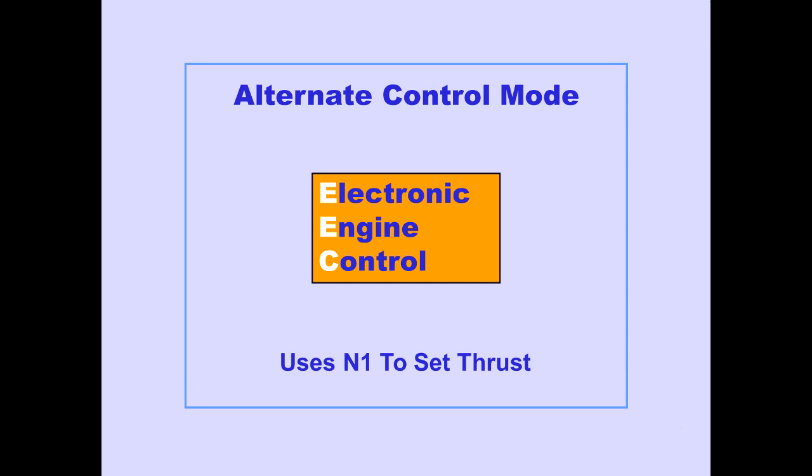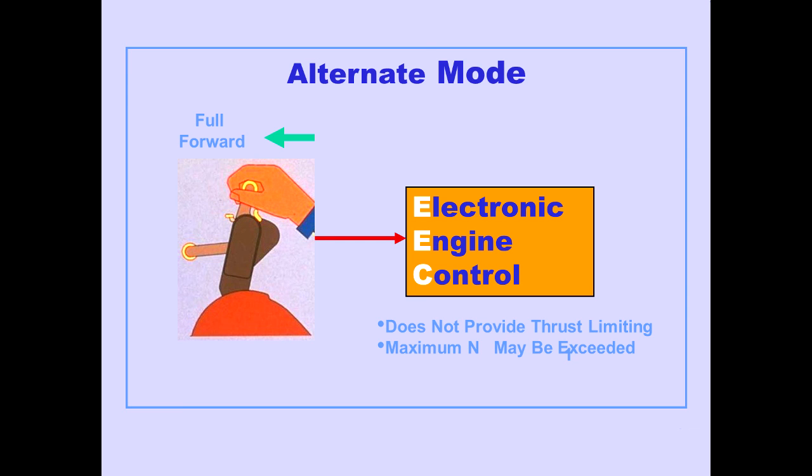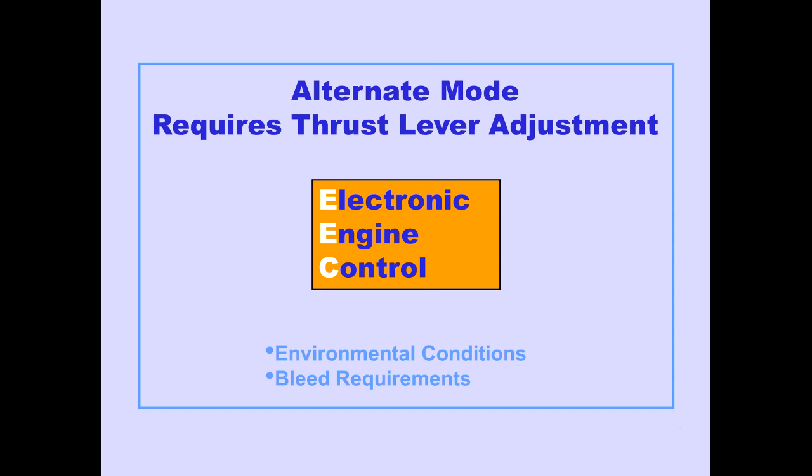In the alternate control mode, the EEC uses N1 RPM to set thrust. In the alternate mode, the EEC does not provide thrust limiting. Maximum N1 may be exceeded as the thrust lever nears the full forward position. In the alternate mode, the EEC requires thrust lever adjustments to maintain desired thrust as environmental conditions and bleed requirements change.